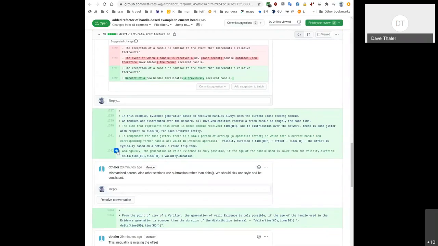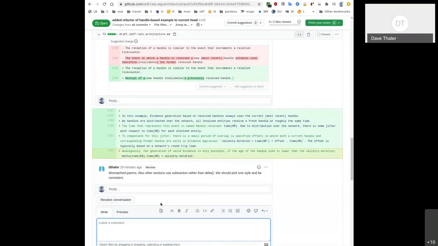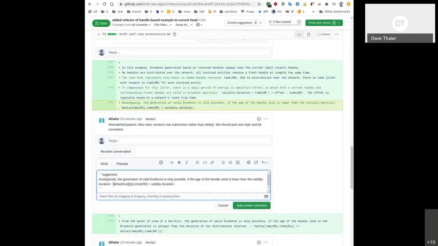You can see delta with a comma. And if you replace the delta with time EG, if you put a minus, then you can delete the delta open parenthesis. Yeah, that is absolutely correct. I would agree with that. In this order? And then just for consistency with other examples, I would replace validity duration with the word Threshold with a capital T, just because that's how the other examples did it.